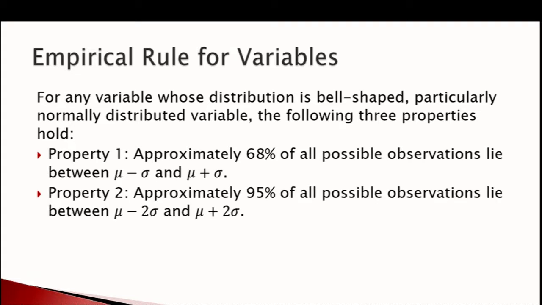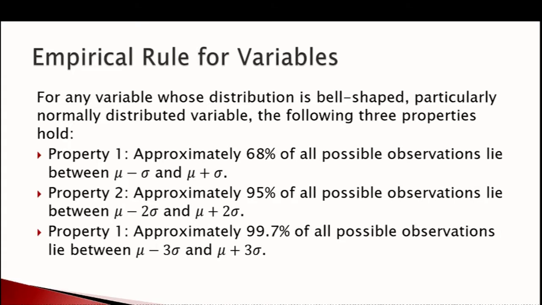Property 2. Approximately 95% of all possible observations lie within two standard deviations away from the mean. In the negative direction, that is why mu minus 2 sigma, and in the positive direction, that is why mu plus 2 sigma. And of course, as you know, mu stands for population mean and sigma stands for population standard deviation.